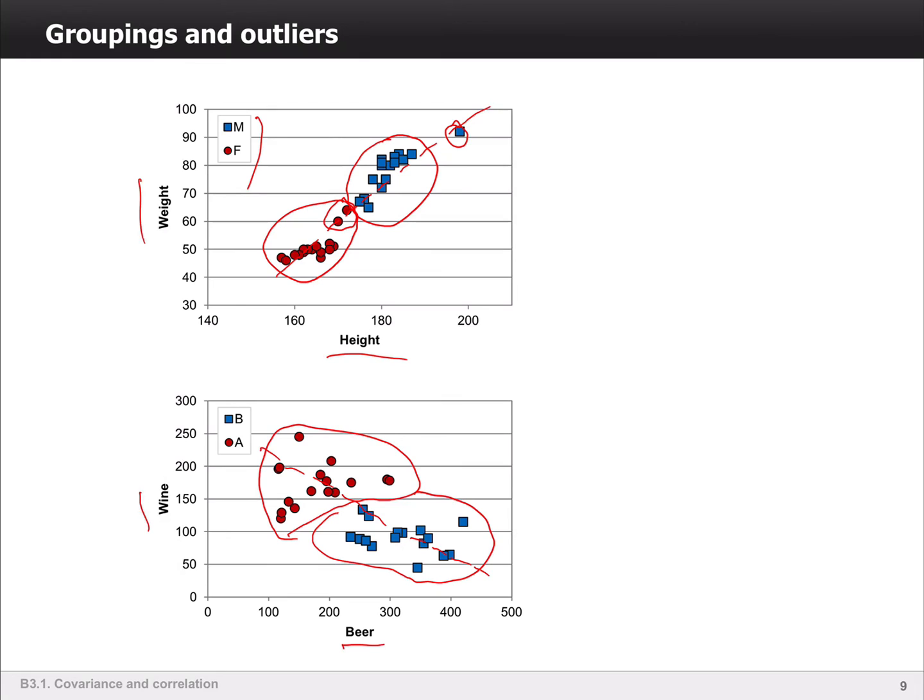But in this particular lecture, we will be interested only in one thing. Do we have any trends in this plot? Do we have any linear trends in these plots or not? Okay. Let's look at several combinations for the people data.